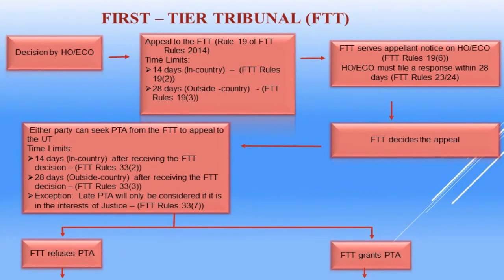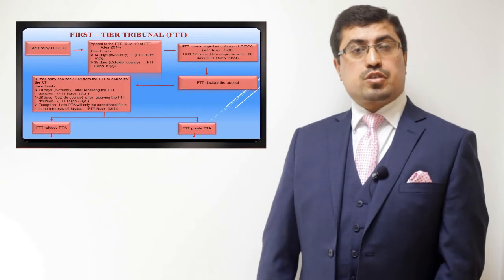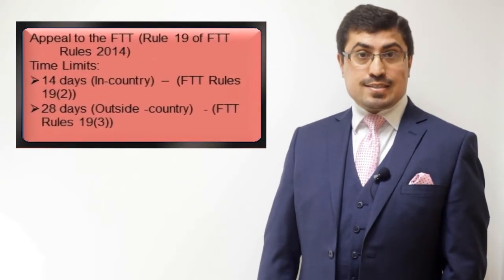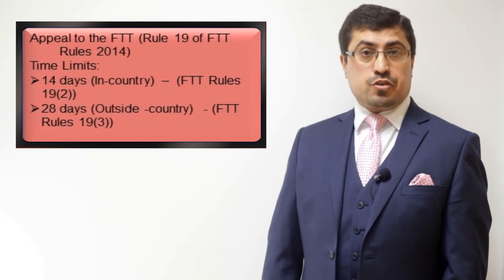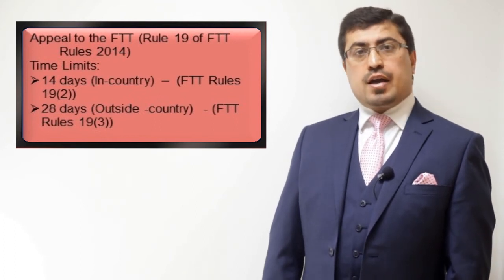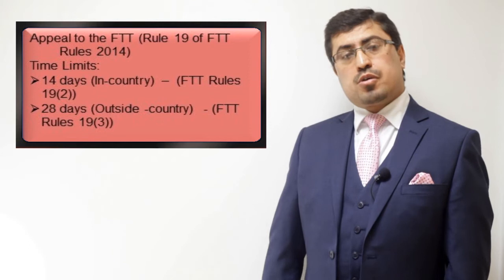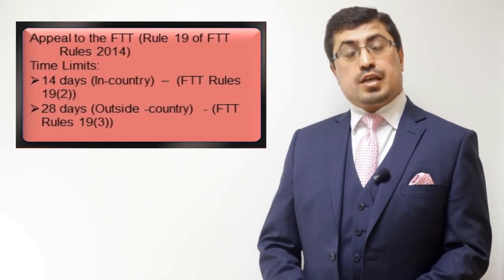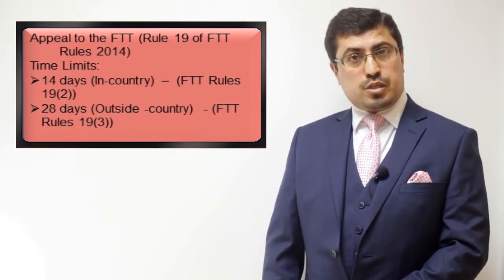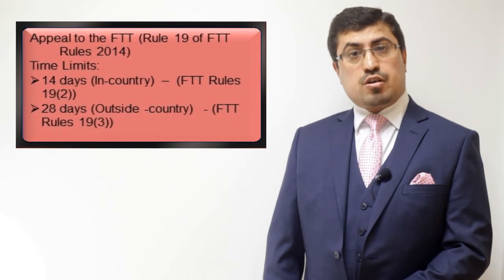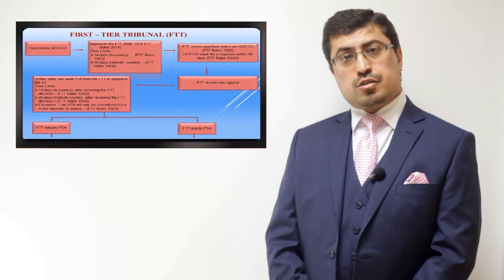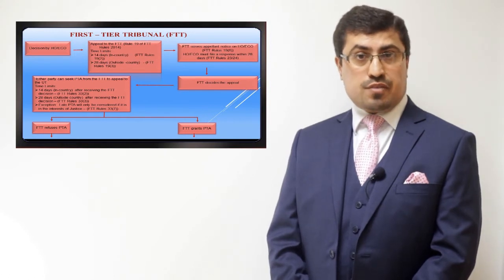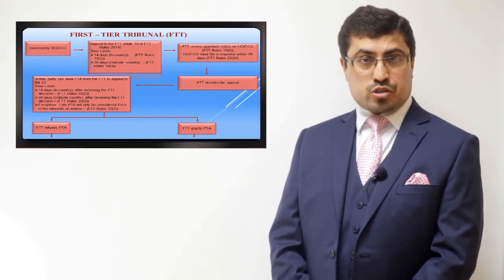When you receive a decision by the Entry Clearance Officer, then you have 28 days within which your appeal must be lodged before the First-tier Tribunal. And if you have received a decision by the Home Office, then you have 14 days to file your appeal. This 14-day period starts from the day when the decision was sent to you. So it is wise to keep a copy of the envelope in which you received the decision in question.